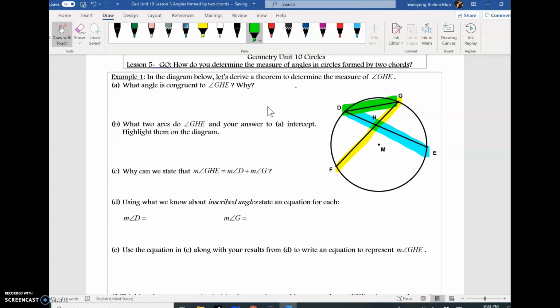Now the two chords that actually form an angle are DE and GF. Those are the two that are formed. The angles are formed by the two chords. So we're going to focus on those two.